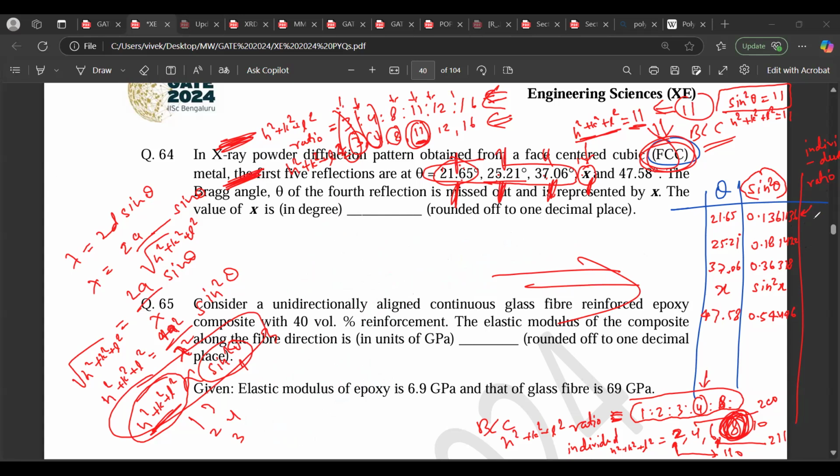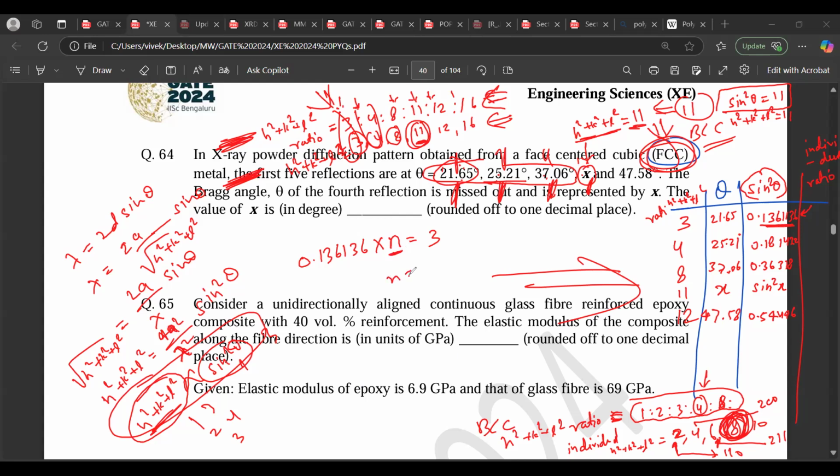I'm suspecting that my first h square plus k square plus l square should be 3, second will be 4, then 3, 4, 8, 11, and 12, because I'm assuming it is FCC. The individual ratio of h square plus k square plus l square will be this only, no? This we already know, right? Now, can I make this number 3? How can I make this 3? I have 1.136136. I want to multiply by how much to get 3? So I have to find out the factor.